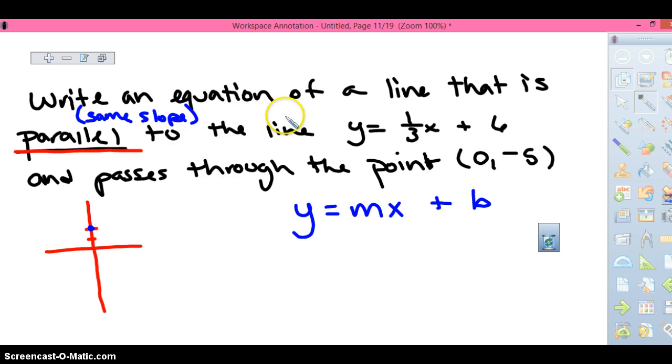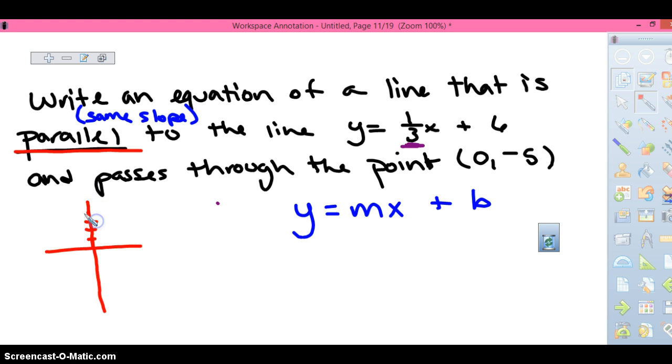If we have to write an equation of the line that is parallel to the line y equals 1/3 x plus 6 and passes through the point (0, -5), what do we know about parallel slopes? Slopes of parallel lines are the same. What do we know about a line passing through the point (0, -5)? Where would it be?